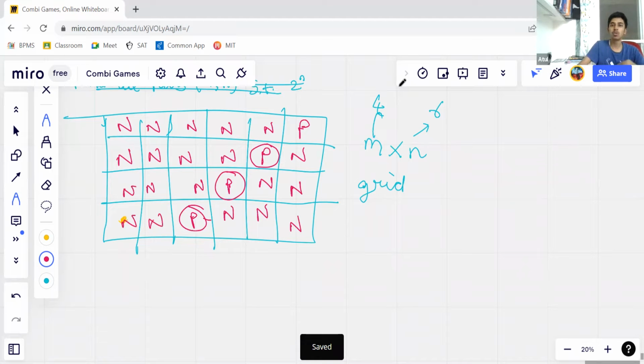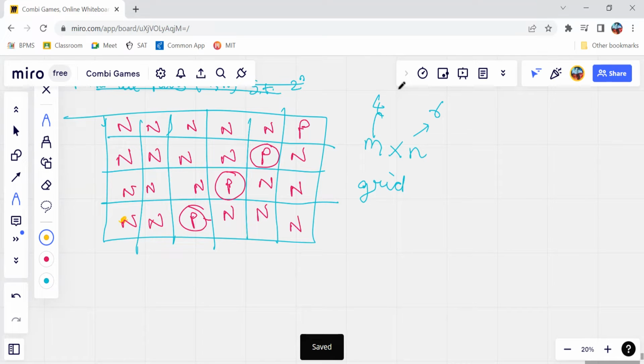Yes. So this just holds for a general M by N grid. Nothing special about 4 and 6. The second player wins if and only if M is equal to N. If M is not equal to N, then the first player wins. So the bottom left square, is it a P or N? It is P if M is equal to N. It is N if M is not equal to N.